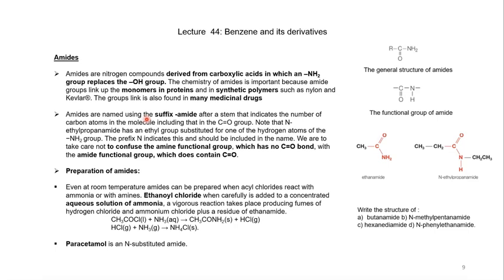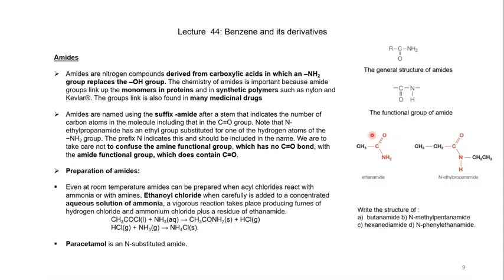Amides are named using the suffix amide. Similarly to what we did before, this is the general structure of an amide: R, C double bond O, and NH2. This is the functional group of amide. That's what we are talking about. We replace one of the hydrogens of the OH group by an amine. So this is the functional group of amide.